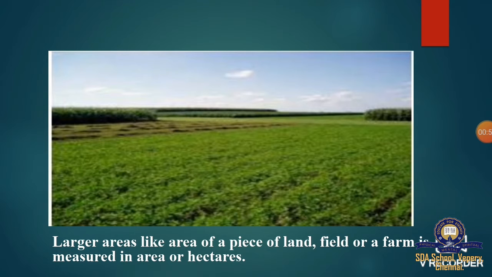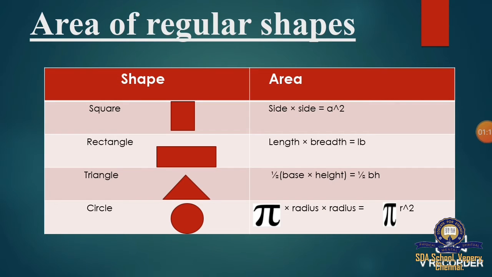And larger areas, like the area of a piece of land, a field or a farm, are measured in ares or hectares. Therefore, 1 are is equal to 100 meter square and 1 hectare is equal to 100 ares. Now the area of regular shapes. The area of a square is side into side, denoted by a square. For a rectangle, length into breadth, equal to l into b. For a triangle, half into base into height, equal to half b h. And for a circle, pi into radius square, equal to pi r square.